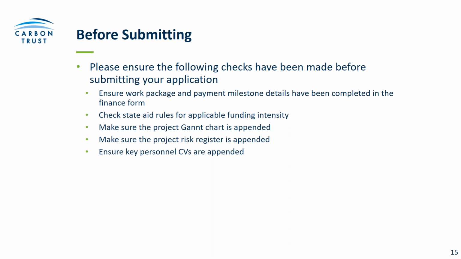Make sure that you append a project Gantt chart when you submit your application form. There's a section within the form that asks for the Gantt chart, laying out the various work packages, and you can send that as a separate document. There is also a section within the application form for the project risk register, which again you can complete as a separate document and append to the application. We also ask for a summary of the key personnel, but you can also append CVs for the key people, with named people within the project.